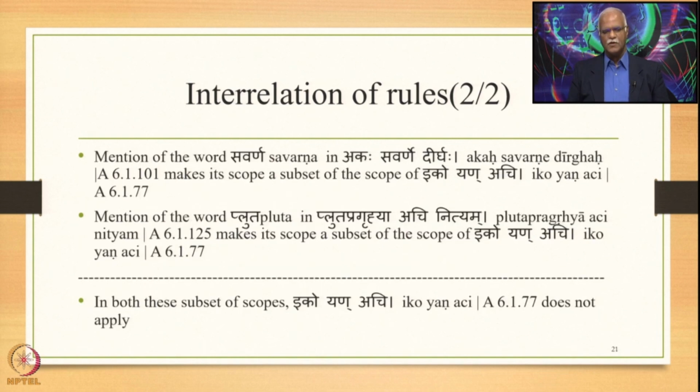And in both the cases, for example in 6.1.101, there is a mention of the word Savarna in Akah Savarne Dirgha. So, this mention of the word Savarna in Akah Savarne Dirgha 6.1.101 makes its scope a subset of the scope of Iko Yanachi. Similarly, the mention of the word Pluta in Plutapragrihya Achinityam 6.1.125 makes its scope a subset of the scope of Iko Yanachi. And therefore, in both these subsets of scopes, Iko Yanachi does not apply. It is these two sutras, Akah Savarne Dirgha as well as Plutapragrihya Achinityam, that apply in these subsets of scopes.